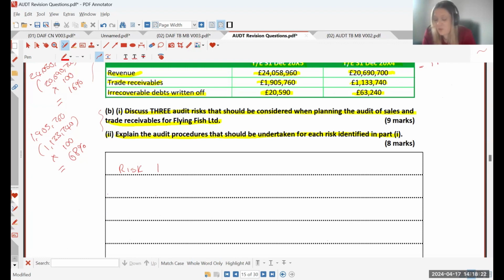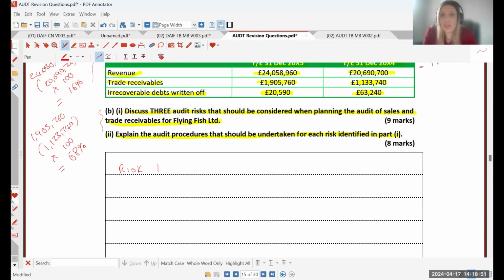Then in explain the audit procedures, we've got 8 marks there, split across 3. You're looking for 2 or 3 marks per one, because 8 doesn't split equally between 3, obviously. So knowing how many marks are available in a written task and for each section is really important, because you use those marks to guide how much you need to write.